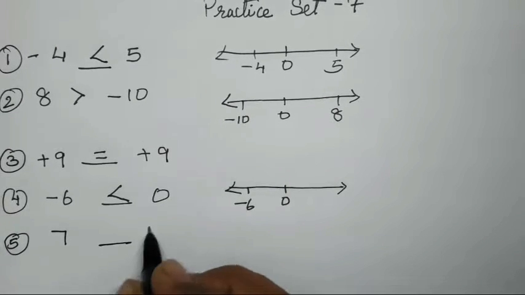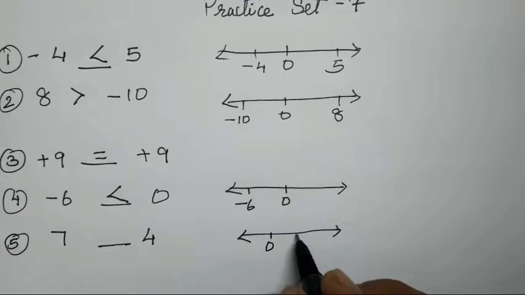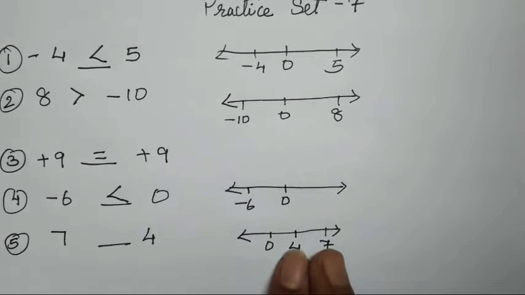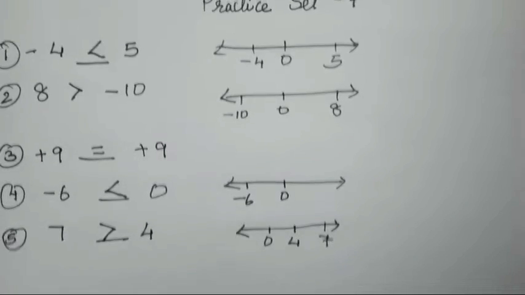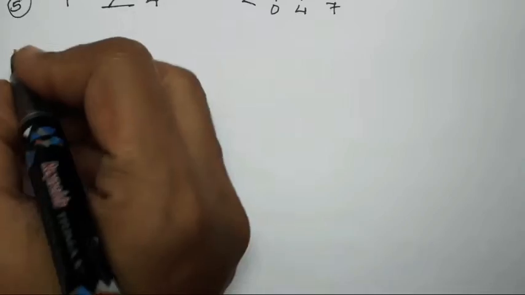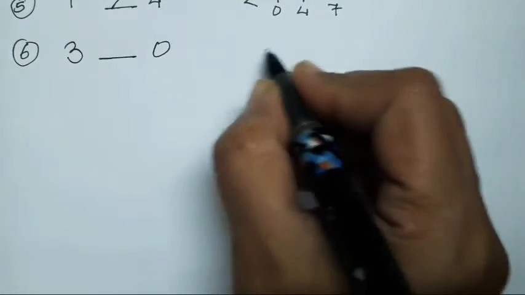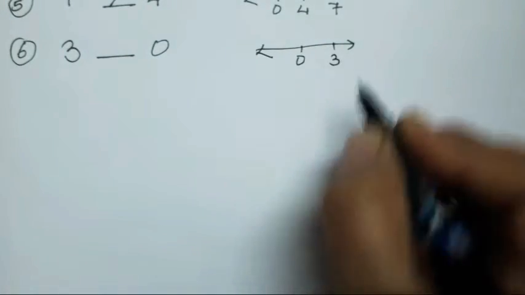7 and 4. So again I will draw a number line. 0 I will draw over here. 4 यहाँ पे आएगा somewhere and 7 यहाँ पे आएगा. Now which one will be greater? 7 will be greater. Okay, because right hand side number goes on increasing. Next, the sixth one is 3 and 0. So 0 will be over here and 3 will come over here. Which one is going to be greater?